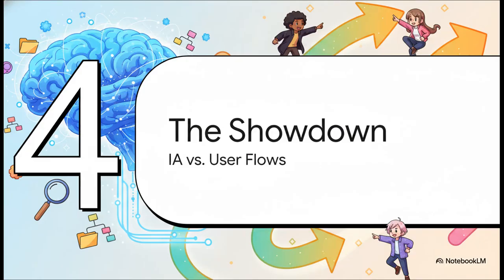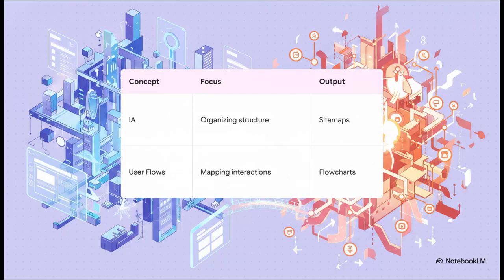On to Section 4, the showdown, IA versus user flows. Now, these two concepts constantly get mixed up in the industry, so let's just set up a direct side-by-side comparison to clear things up. Information architecture focuses heavily on the organizing structure of the digital interface, and the output is usually going to be a sitemap or a wireframe. Think of it as the map of the territory.